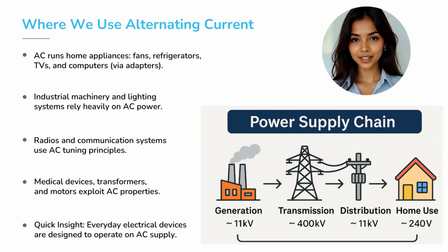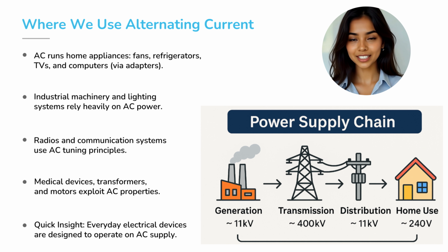Now, move to another fascinating area, communication. Radios and broadcasting systems use the tuning principles of AC to carry signals. Imagine your favorite FM station, it's AC at play, encoding and decoding signals to bring music right into your earphones. Medical devices too, from imaging machines to life support systems, depend on alternating current. Transformers and motors in these devices exploit AC's unique properties, making them efficient, compact, and powerful.